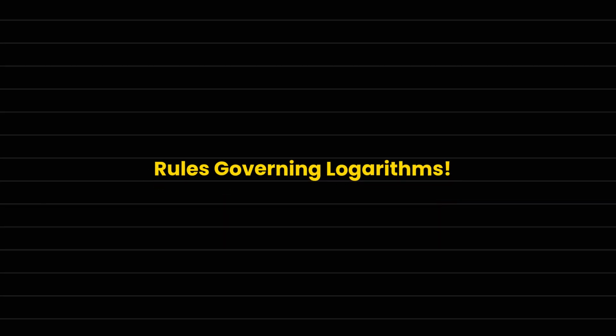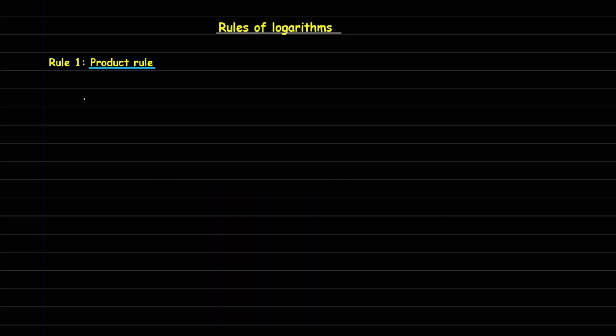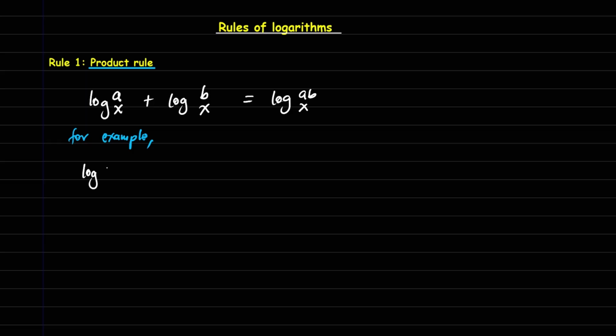Let's look at the rules governing logarithms. Rule number 1, the product rule. Suppose you have log of a base x plus log of b base x. This should equal log of the product of the arguments, ab, to base x. For example, log of 2 base 10 plus log of 3 base 10 should equal log of 2 times 3 base 10, which equals log of 6 to base 10.